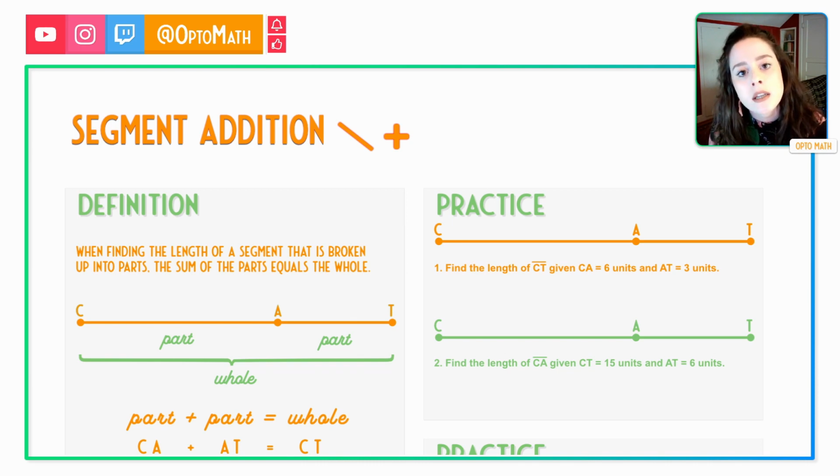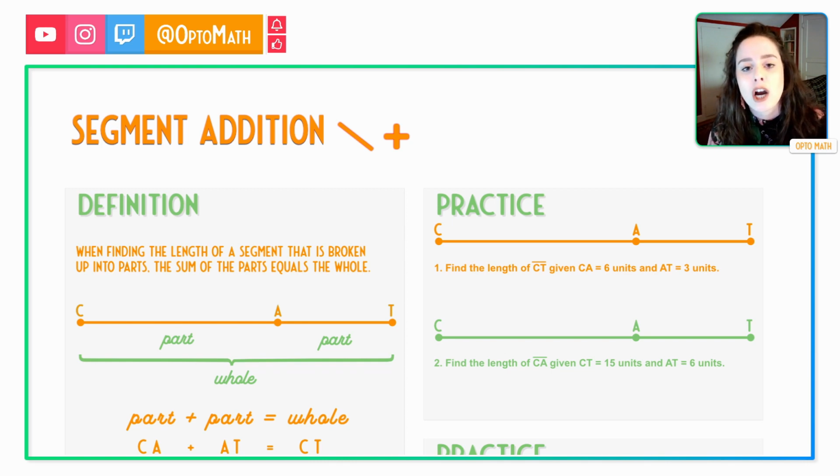Let's just read the definition here, which is basically what I already said. When finding the length of a segment that is broken up into parts, the sum of the parts equals the whole. So the sum of the parts equals the whole. That's another way you can say that instead of just part plus part equals whole.